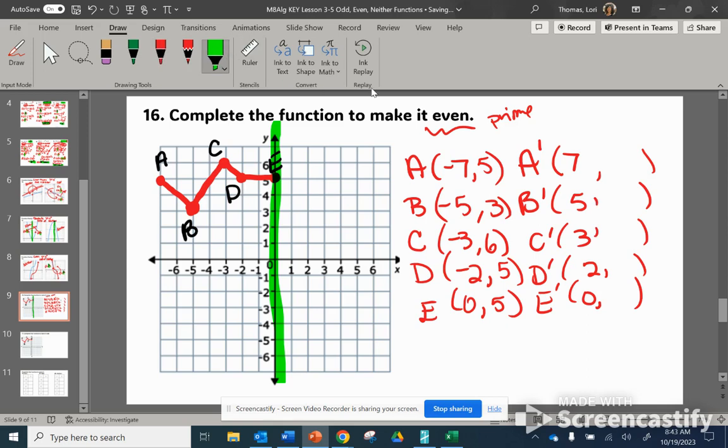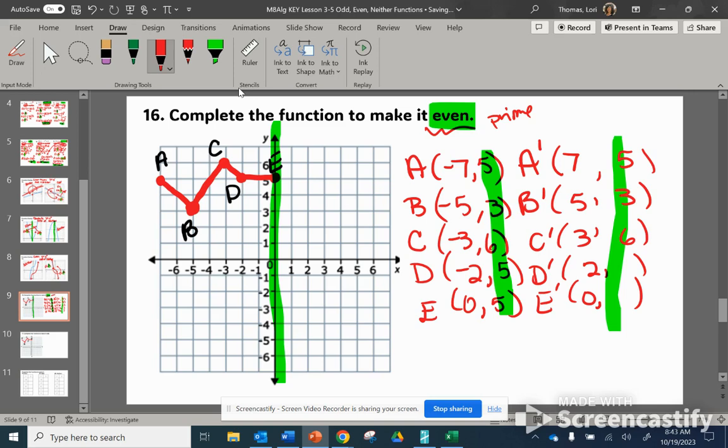Okay, we want this to be even. So all of the outputs have to be exactly the same. So this is 5, this is 3, 6, 5, and 5. Now we're going to plot these. So A prime is reflected from here to over here, the same distance from our line of reflection, the y-axis. So we get A prime. And then B prime is 5, 3. C prime is 3, 6. D prime is 2, 5. And our y-intercept, E and E prime, are both the same point.